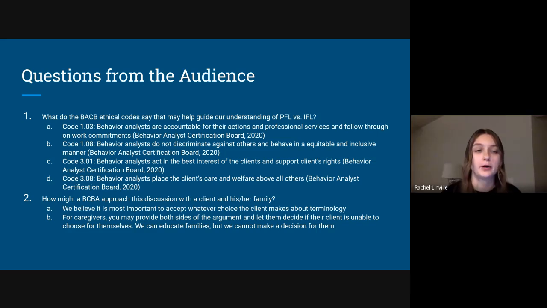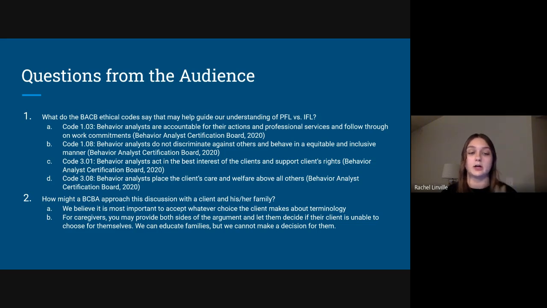So we have put on the screen 4 of the most relevant codes that we think are relevant to this topic. Code 1.03, behavior analysts are accountable for their actions and professional services and follow through on work commitments. Code 1.08 states that behavior analysts do not discriminate against others and behave in an equitable and inclusive manner. Code 3.01 states that behavior analysts act in the best interests of their clients and support clients' rights and do no harm. Code 3.08 states that behavior analysts place the client's care and welfare above all others.